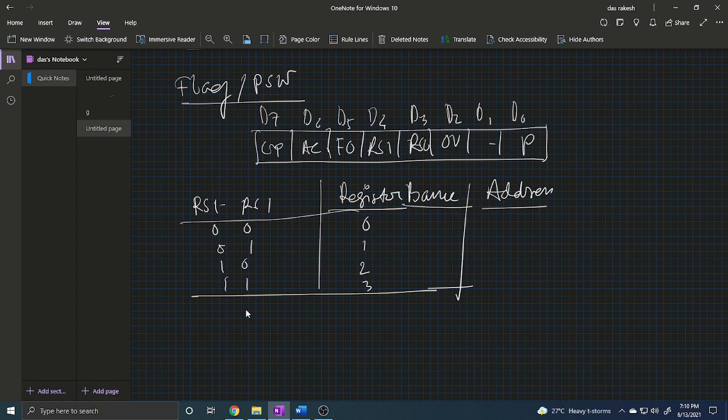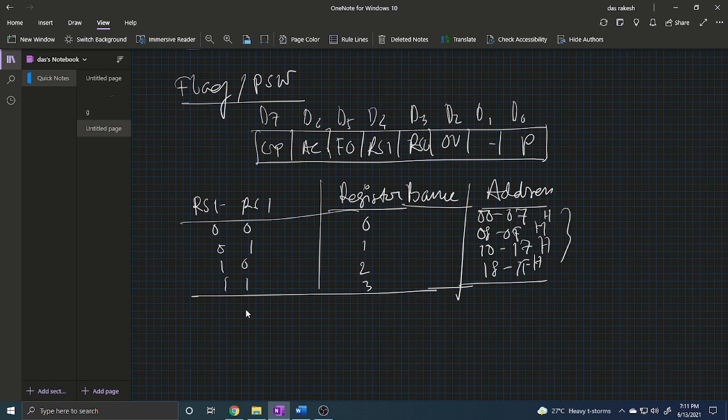This bank separation is basically dependent on the RAM locations. So this is for 00 to 07. This location is for 08 to 0F, this location is for 10 to 17, and this is for 18 to 1F hexadecimal. All are in hexadecimal. Okay. So now this is the register bank of the 8051.